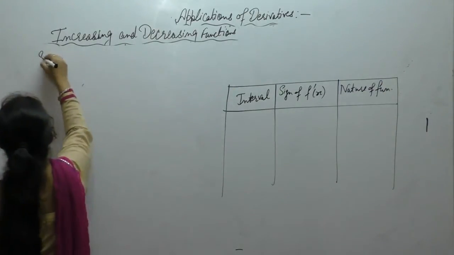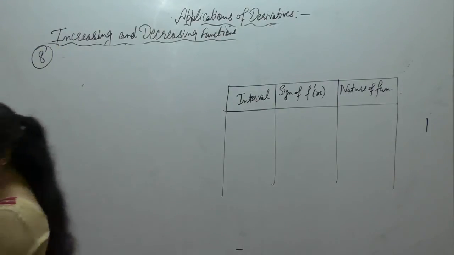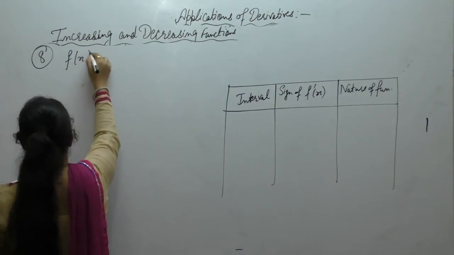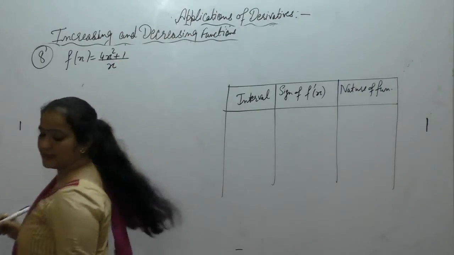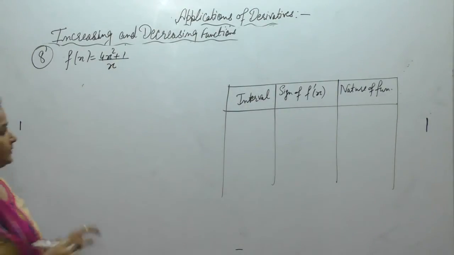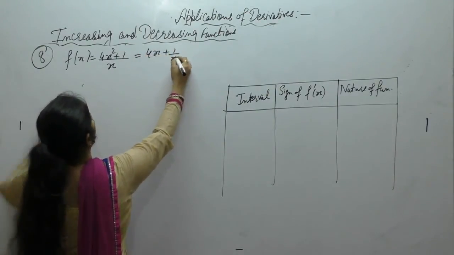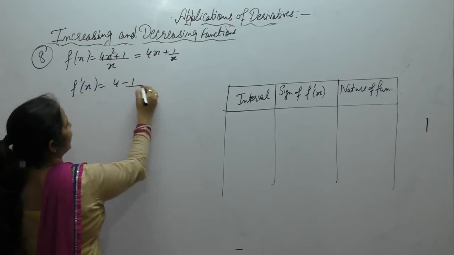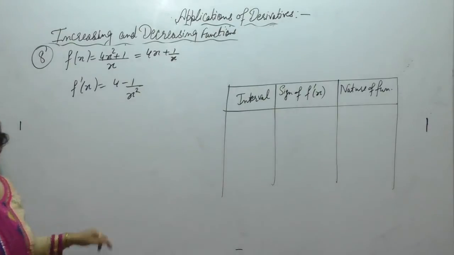The question is, find the intervals in which the function f of x equals 4x square plus 1 upon x is increasing or decreasing. We can write this function as 4x plus 1 by x. Now take the derivative. Derivative of 4x, derivative of 1 upon x is minus 1 upon x square.